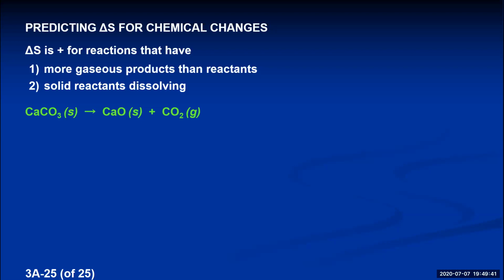Let's say calcium carbonate is turning into calcium oxide and carbon dioxide. Would you think that the entropy change for this reaction would be positive or negative? Well, if we look at the number of gaseous reactants and products, there's no gaseous reactant molecules, but there's one gaseous product molecule. We're going from 0 gases to 1 gas. If you increase the amount of gas going from reactants to products, that's becoming more disordered. The entropy change is going to be positive.